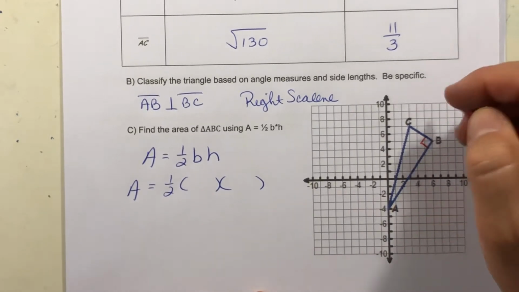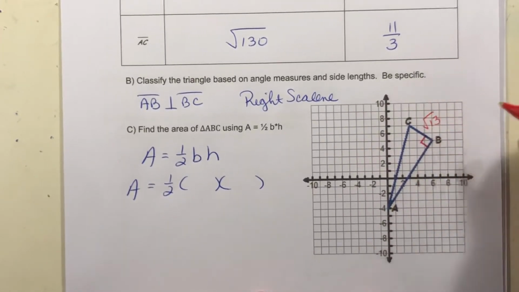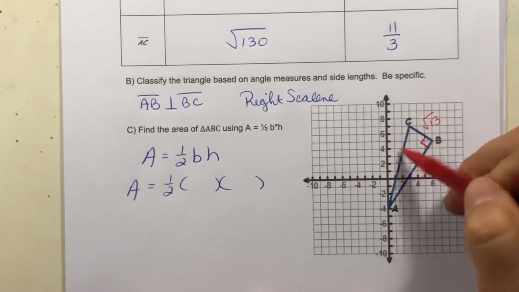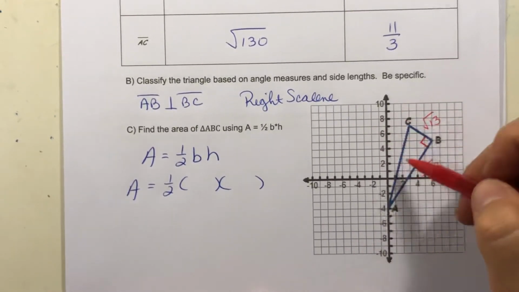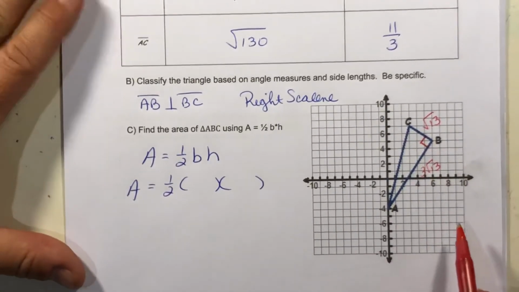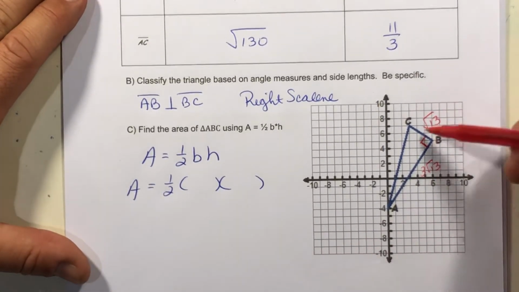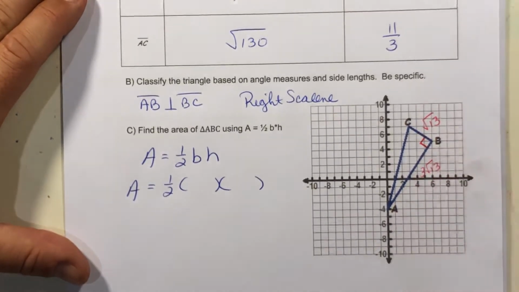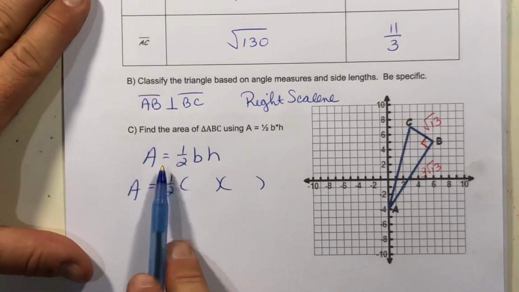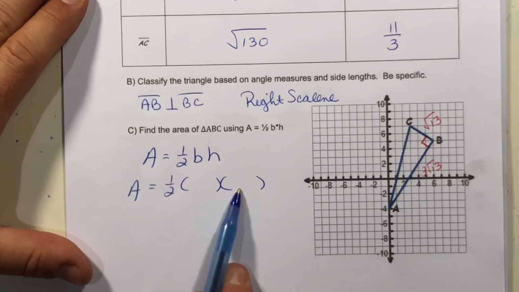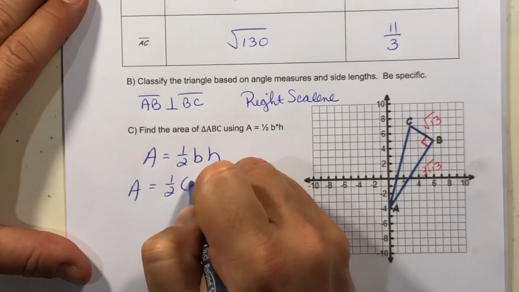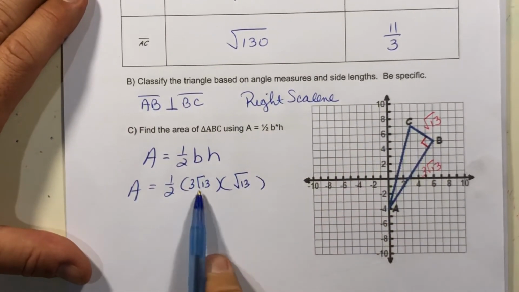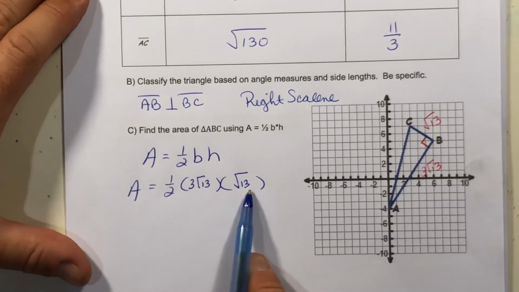BC was radical 13, AB was 3 radical 13, and then the hypotenuse was radical 130, right? I could write that, but I'm not going to do that because it's not going in my area formula. What I want to do is use my legs as the base and height, and those are what I'm going to substitute into my formula. As usual, write your formula. We're going to show our substitution right now. The base I'm going to assume is 3 radical 13, and the height is radical 13. You can switch these. There's no particular order.